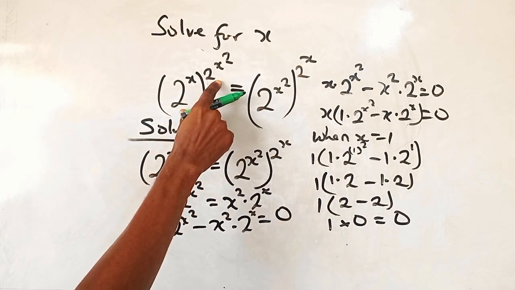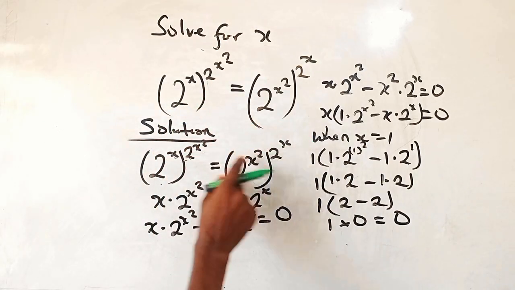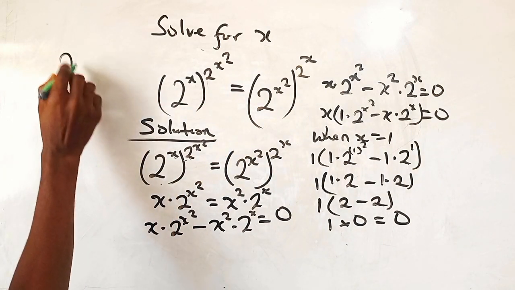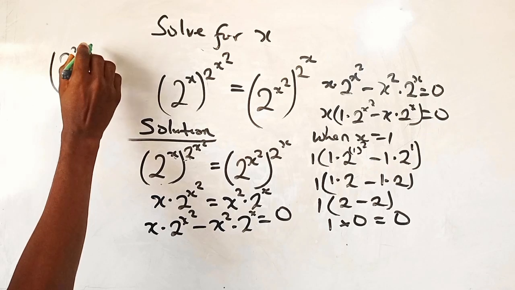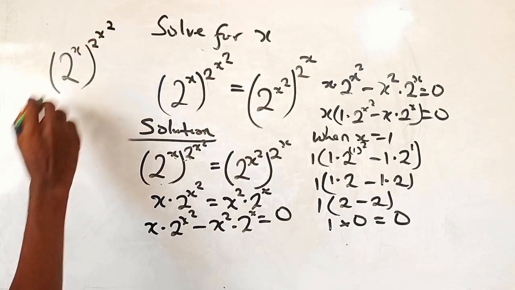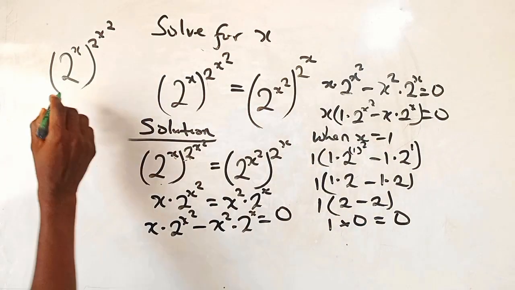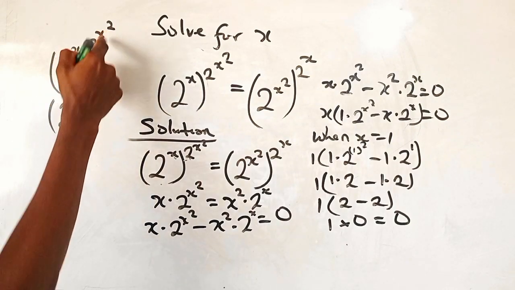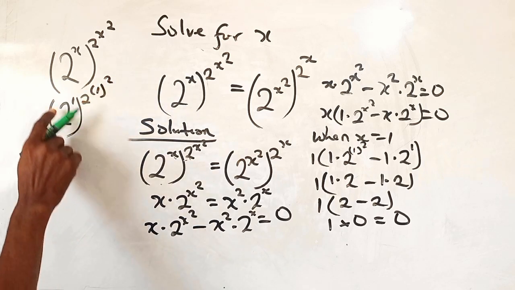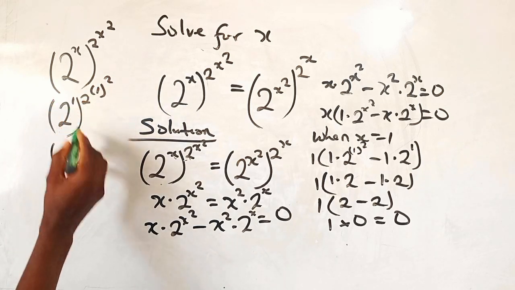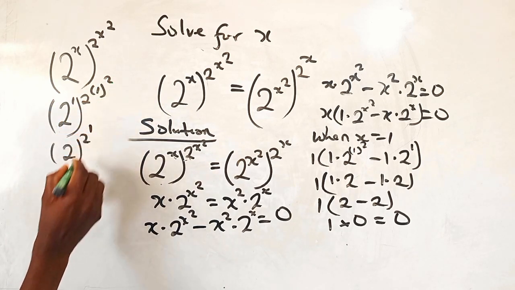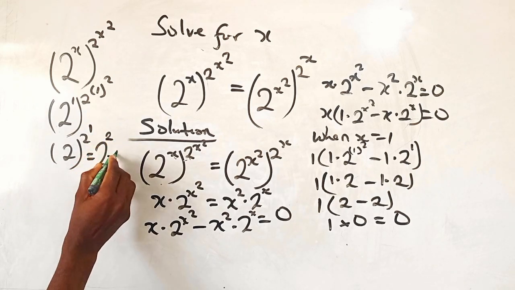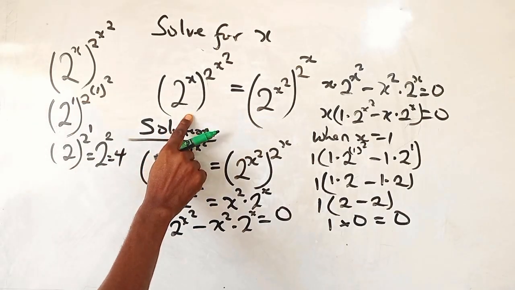Let's test it back in this equation and see whether it equates both sides. We have this equation to be 2 raised to power x, raised to power 2 raised to power s squared. For s to be 1, we have 2 raised to power 1, which is x, raised to power 2 raised to power 1 squared. For 1 squared is 1, so we have this to be 2 raised to power 2, which is 4 for the left hand side of the equation.